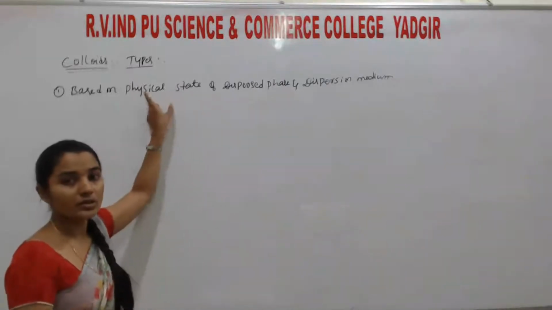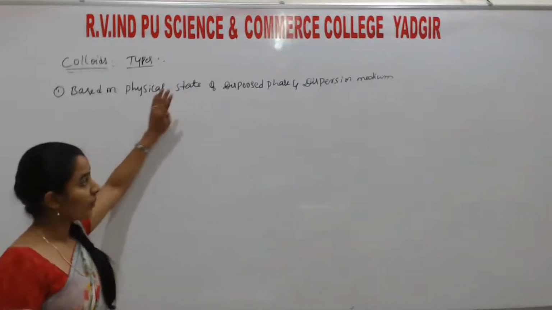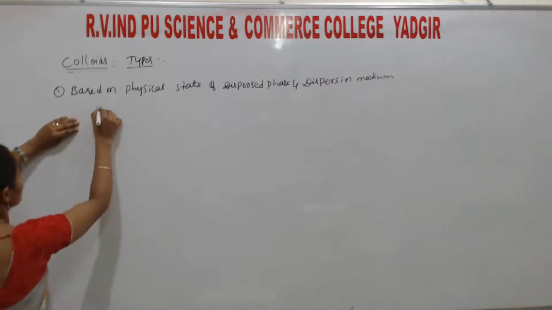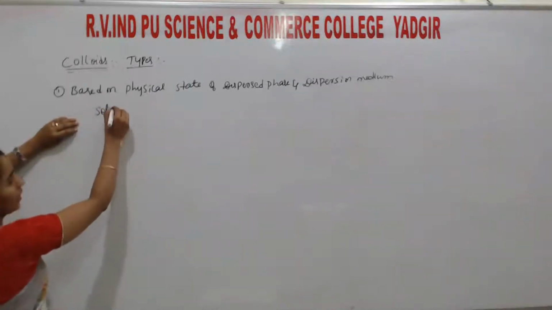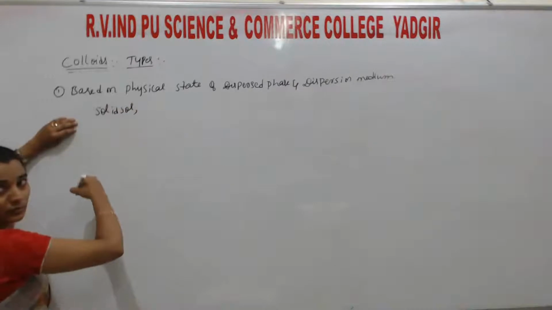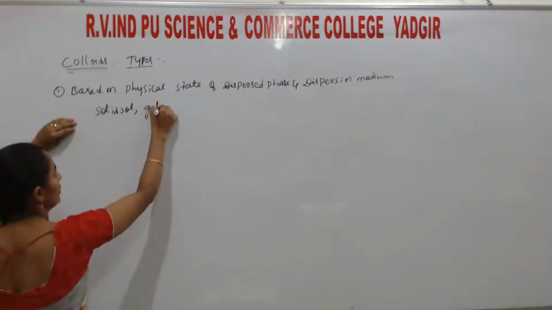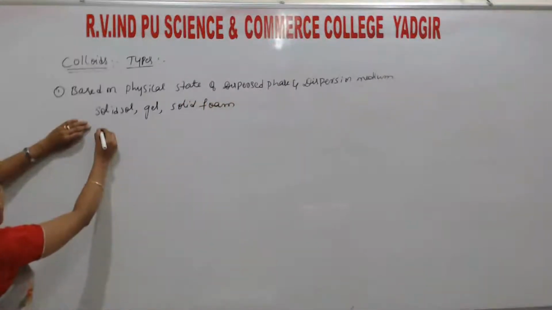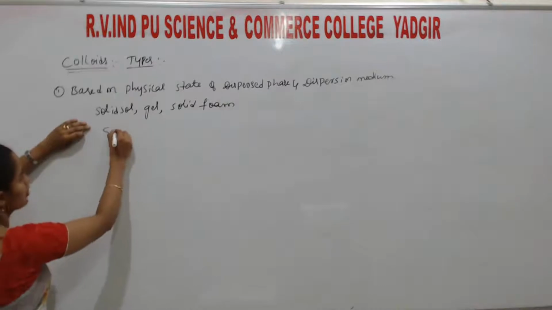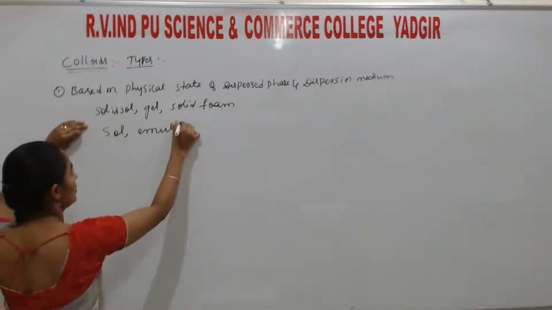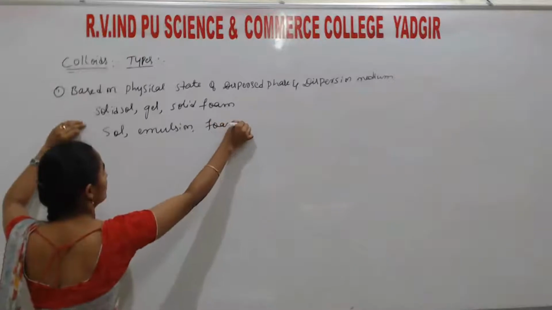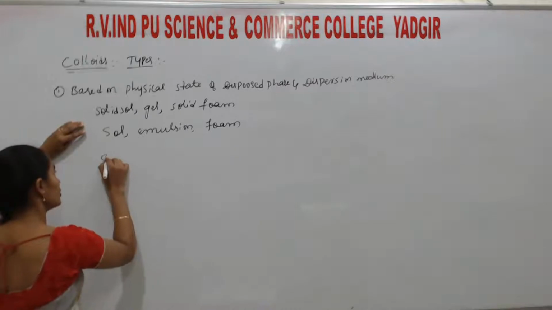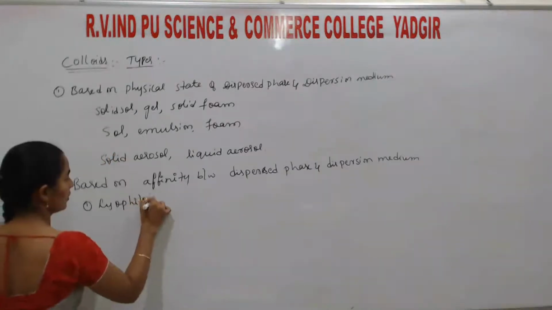So students, based on solid, liquid, gas, they are classified as sols. Okay, solid sol. Next gel, next solid foam. I'll explain later. Next, sol, emulsion, foam. Sol, emulsion, foam. And the last one is solid aerosol colloid.